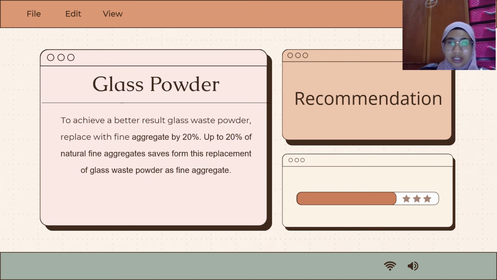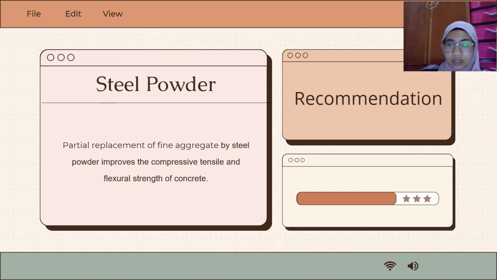Next is the recommendation for glass powder. To achieve a better result, replace fine aggregate with glass powder by 20%. Up to 20% of natural fine aggregate is saved from this replacement of fine aggregate with glass powder. Last is steel powder. Partial replacement of fine aggregate by steel powder improves the compressive, tensile and flexural strength of concrete.